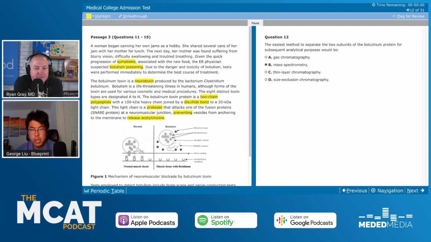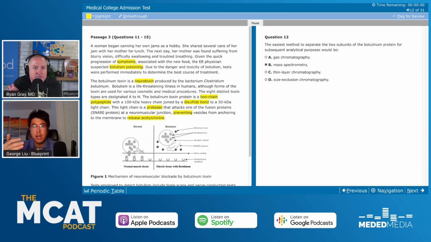We see, okay, there's a 2-chain polypeptide. There's two parts to it, two subunits. One is a heavy chain, 100 kilodaltons. One is 50 kilodaltons. There's a big difference in the size or mass, right? Both are valid. There's a difference in size. So when we look at this, size exclusion chromatography would be the correct answer.